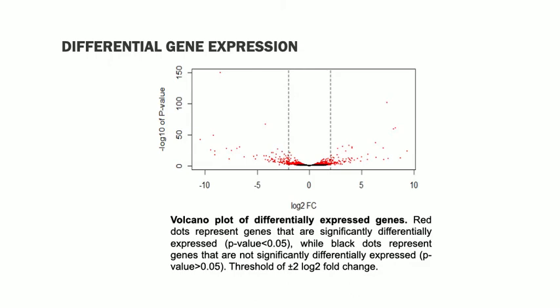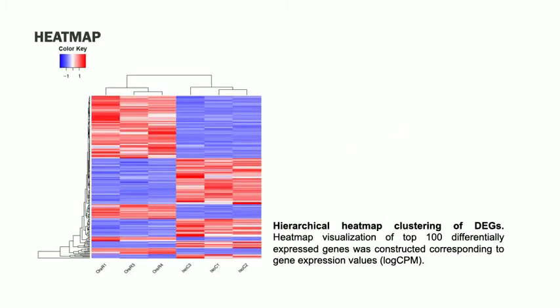This figure shows the volcano plot of differentially expressed genes. Those red dots on the right show upregulated genes. Meanwhile, those on the left show downregulated genes. Here is the heat map showing the clustering of the top 100 differentially expressed genes compared to the control and the CTP synthase overexpressed flies.